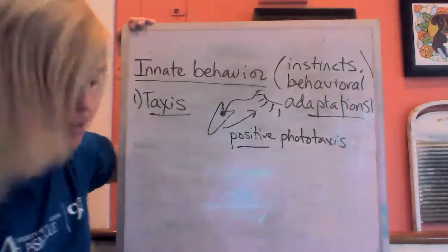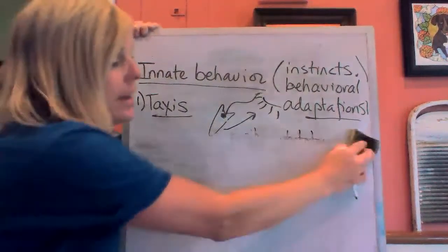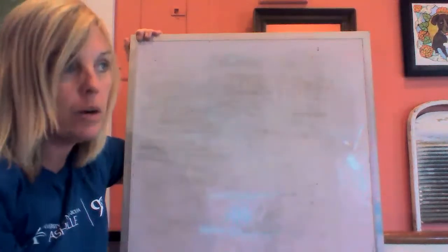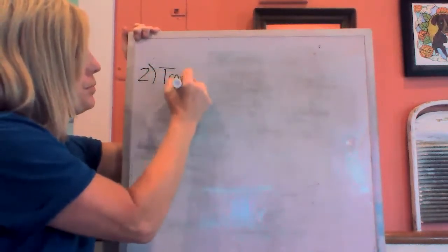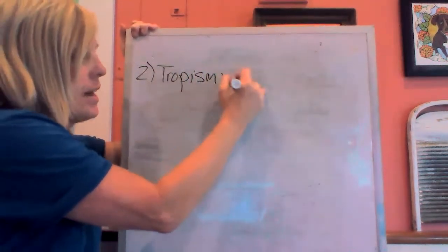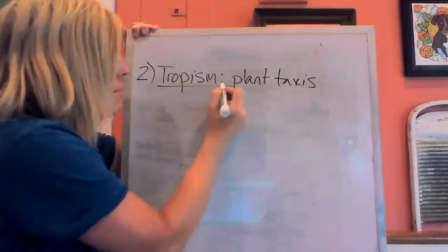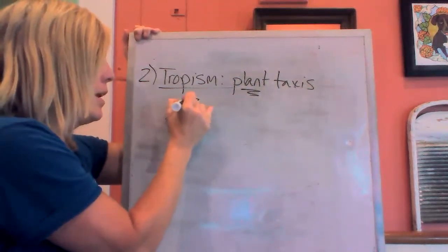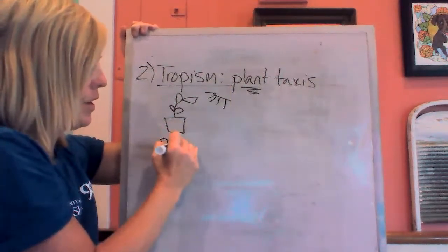Okay, so that's taxis. The next one is how plants also orient to the light or to gravity or to an object, and that is tropism. This is plant taxis. So only plants, and if this plant is growing towards light, it's called phototropism.